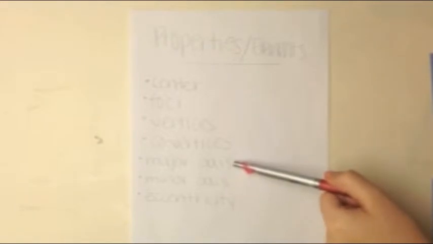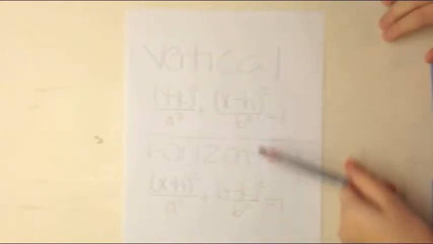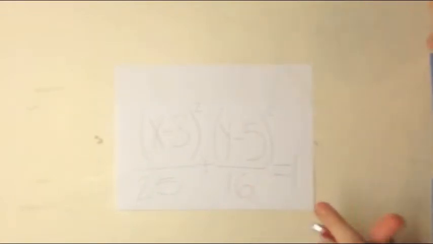Today we're going to talk about the ellipse and how to find its properties from the general equation. The properties of the ellipse are the center, the foci, which are the two focus, the vertices, which are the two vertices, the two co-vertices, major axis, minor axis, and eccentricity. In ellipse, there are two types, the vertical and the horizontal. Let's do an example, a horizontal ellipse example.